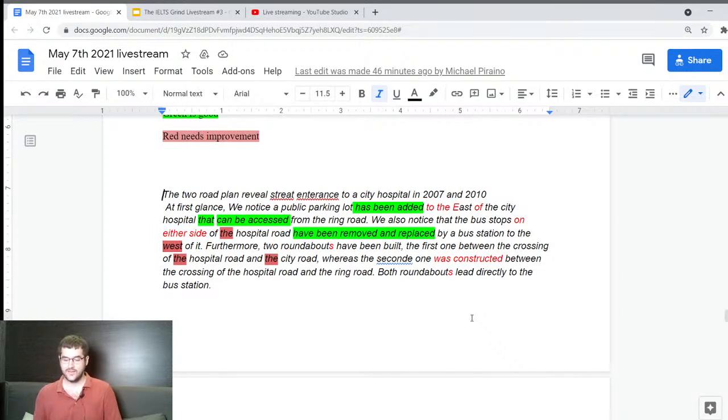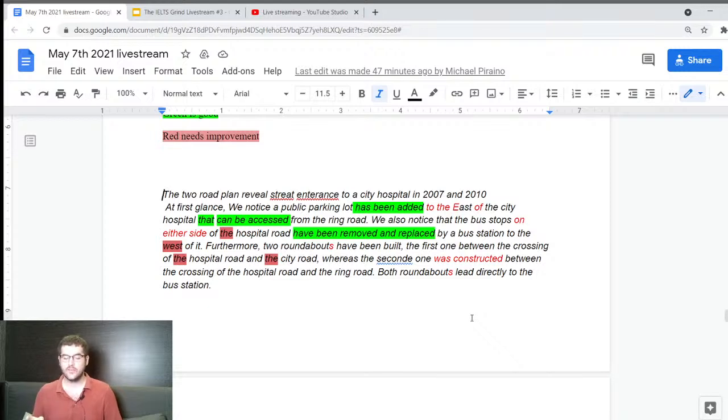So we can see here, has been added. This is present perfect that he uses well, and it's also has been added passive voice, I believe. Present perfect, passive voice, beautiful. Used correctly, used well, green. To the east of the city, you can see the changes that I made there. Learning how to use these prepositions correctly will save your bacon.